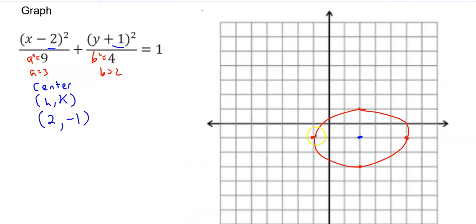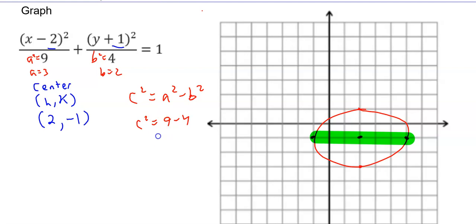The major axis is this one, right? So the foci are a distance of c away from the center. You might want to get out your formula sheet. Again, these formulas still apply. The c squared equals a squared minus b squared for an ellipse is still the same formula. So c squared equals 9 minus 4, or c squared equals 5. So c equals square root of 5, which is about 2 point something. So we go 2 point something in each direction. Make my point. That's a distance of c away from the center.